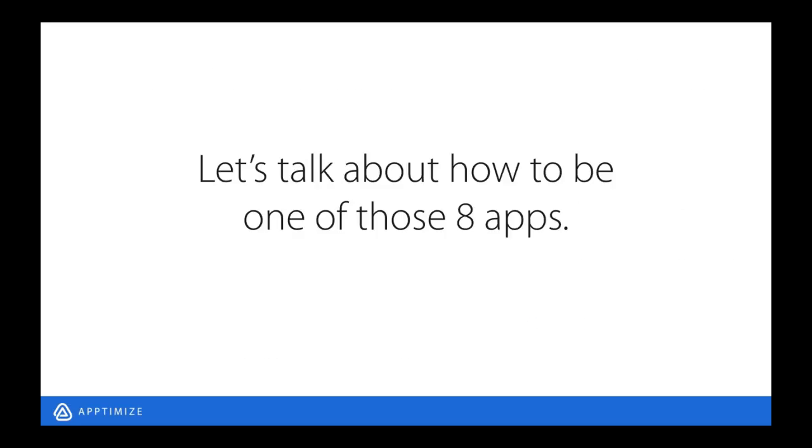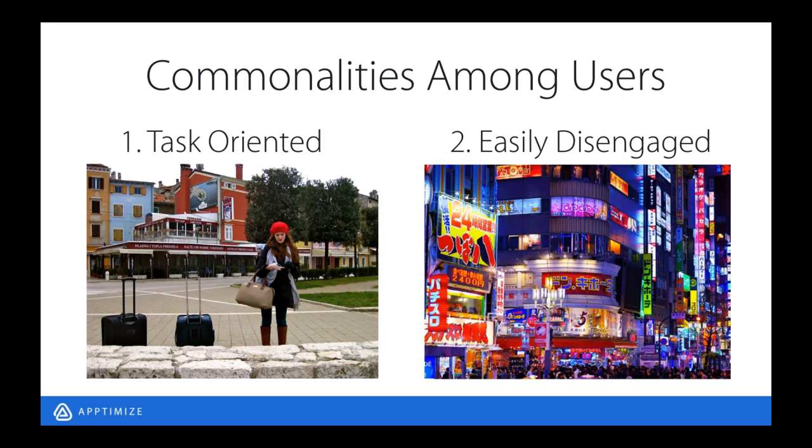To understand that, the first thing we need to do is talk about the commonalities among mobile users. The first is that they're task-oriented. Like you can see with the girl on the left, they really want to do something quickly. You might be thinking, she's trying to find a hotel or something nearby to put down her baggage. Or they might be about to get on a flight and try to check into their flight. If they're in a foreign city, they might be looking for a restaurant, and so on.